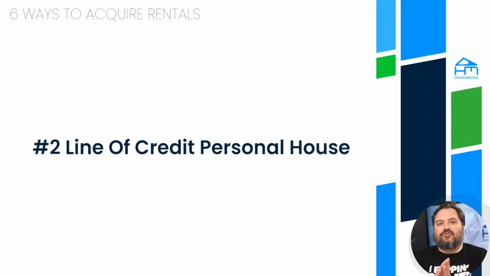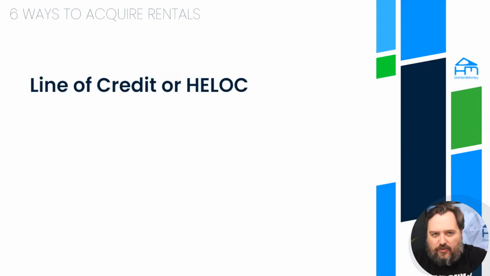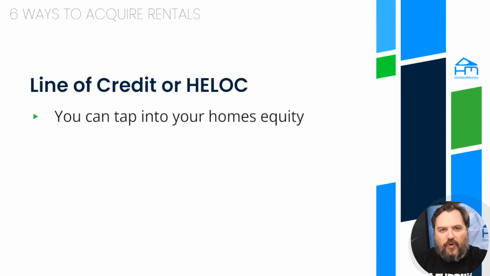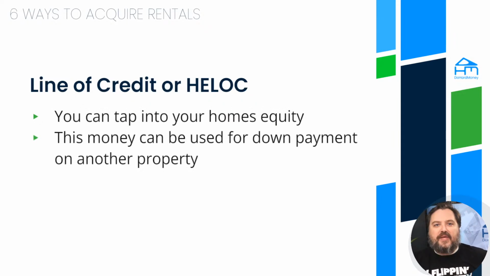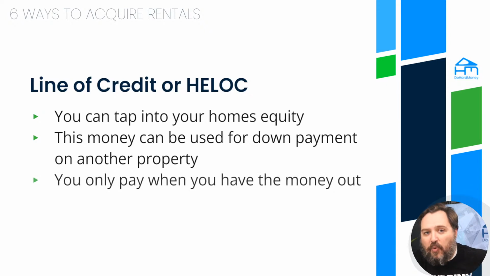Now, number 2 is using a line of credit on your personal house. Well, what is a line of credit? Line of credit is also known as a HELOC, Home Equity Line of Credit is what a HELOC stands for. So basically you can tap into your home's equity, okay? This money can be used for a down payment on another property. You only pay when you have the money out. This is one of the things a lot of people don't understand.